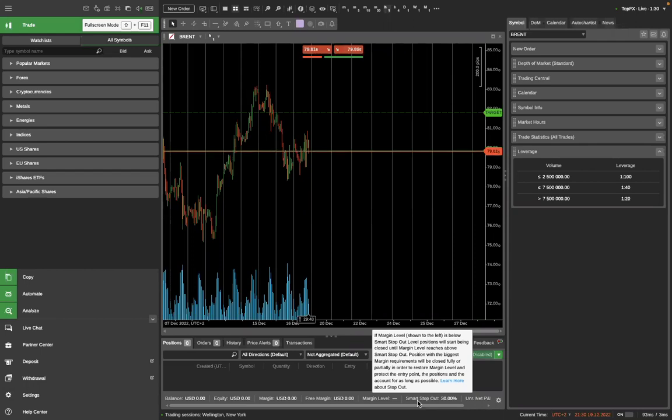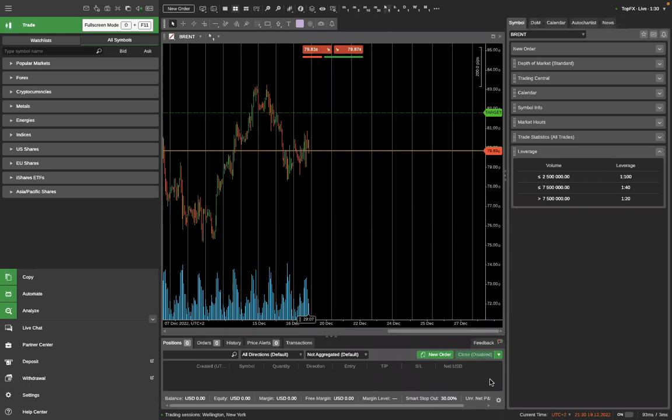If the margin level, of course, shown to the left, which is this one, right? If the margin level is below the smart stop out level, positions will start being closed until the margin level reaches above the smart stop out. The position with the biggest margin requirements will be closed fully or partially in order to restore the margin level and protect the entry point, the positions, and the account for as long as possible, right? So this is very interesting information you can find out here.